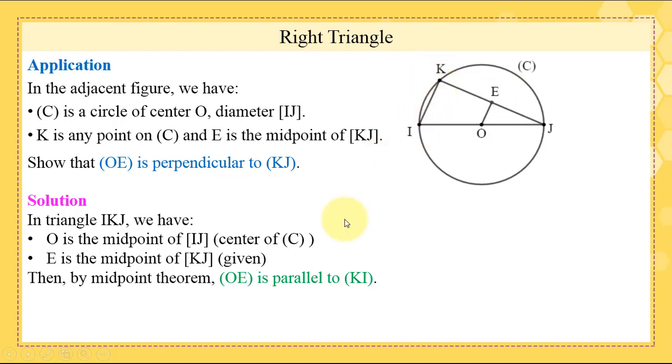Moreover, we have the angle IKJ is equal to 90 degrees because it is an inscribed angle facing the diameter. So the angle OEJ is also equal to 90 degrees because these two angles are corresponding angles. They make the shape of an F formed by these two parallel lines IK and OE. So OE will be perpendicular to KJ.